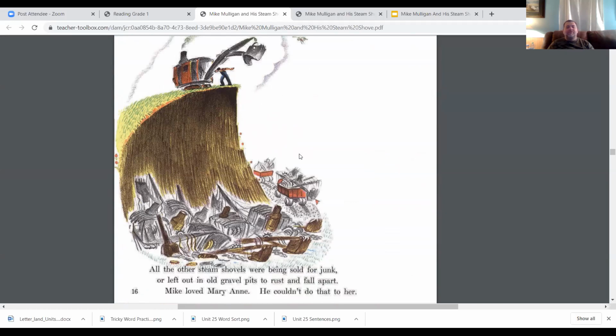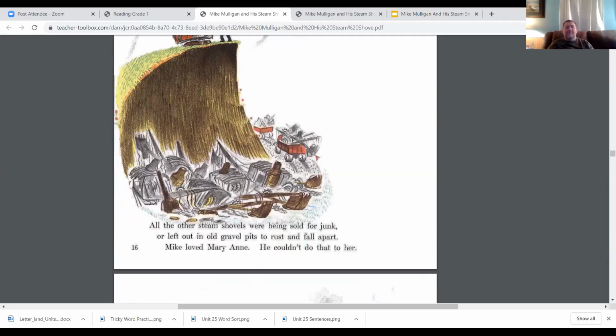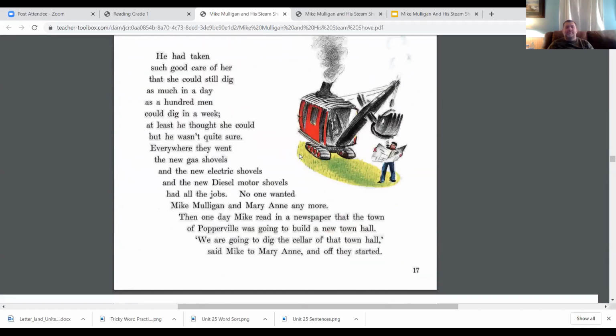All the other steam shovels were being sold for junk or left out in gravel pits to rust and fall apart. Mike loved Mary Ann. He couldn't do that to her. He had taken such good care of her that she could still dig as much in a day as 100 men could dig in a week. At least he thought she could, but he wasn't quite sure.